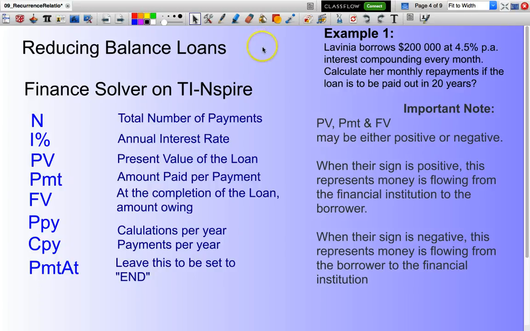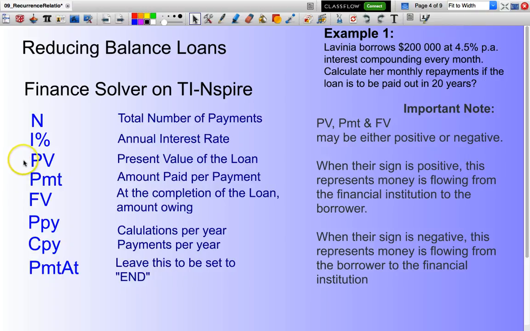This is where things get quite exciting and quite interesting. Now, with the TI-Nspire, there is an app which contains 6 meaningful fields that we deal with. What happens is we will populate 5 of those fields, hit enter, and the 6th field, the one that has not been populated, will give us an answer.